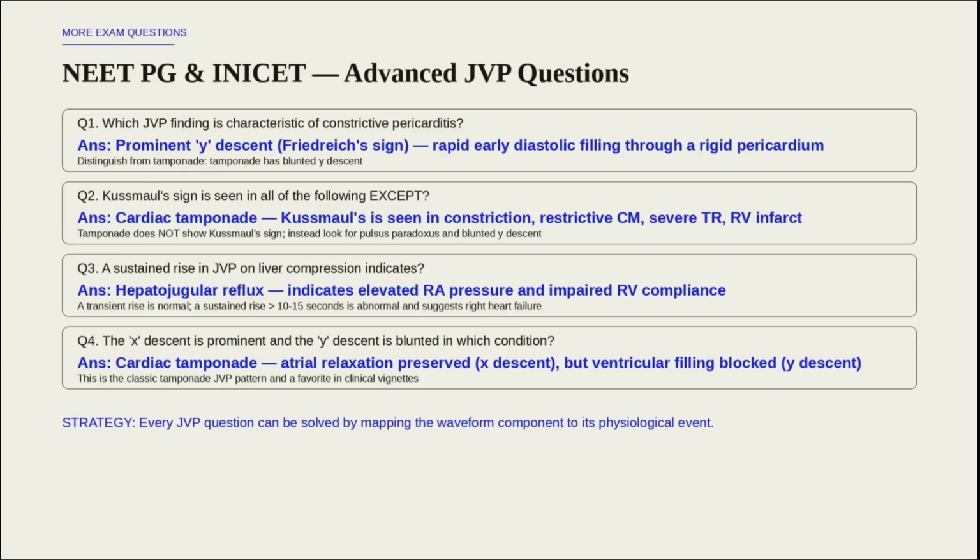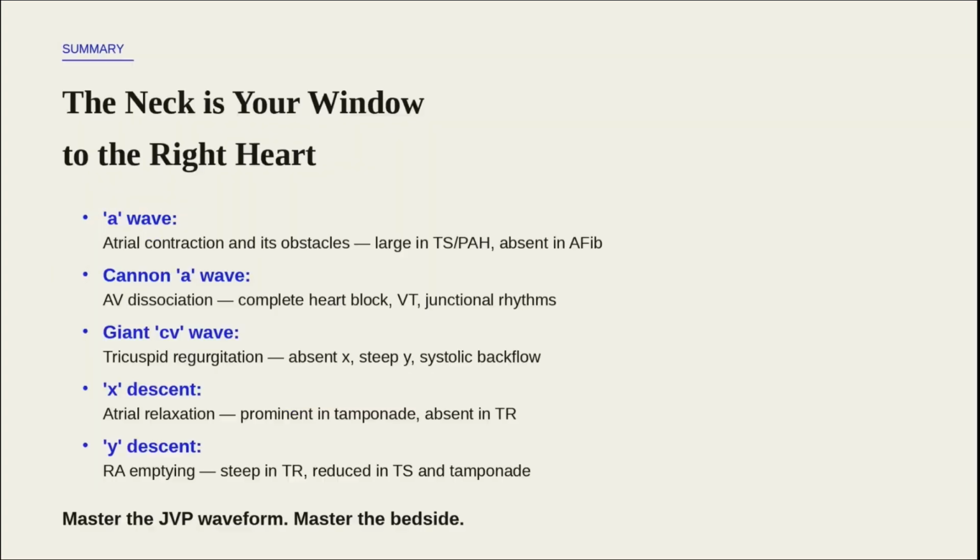To summarize, the JVP waveform is a real-time hemodynamic monitor. The A wave speaks of atrial contraction and its obstacles. The Cannon wave screams AV dissociation. The giant CV wave whispers tricuspid regurgitation. Learn to read these patterns, and the neck becomes your window to the right heart.